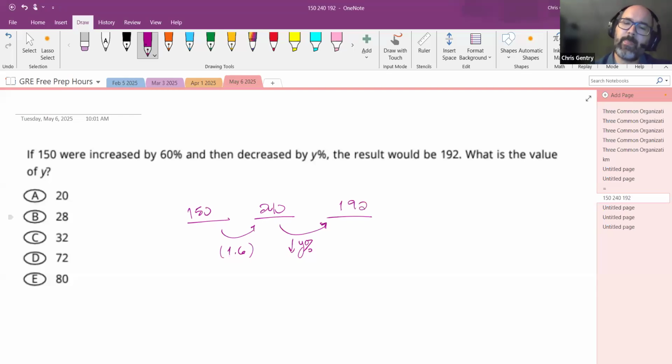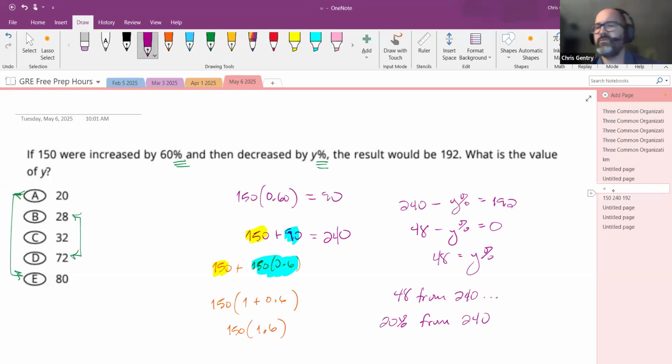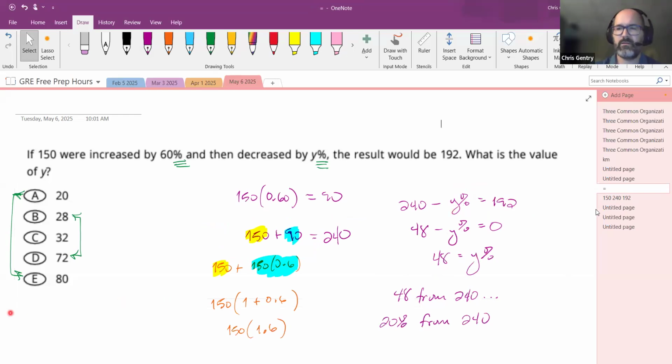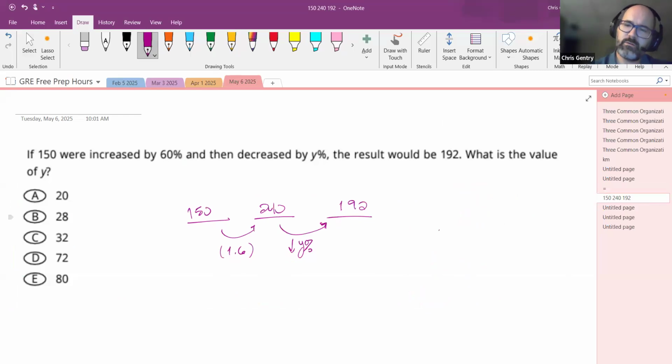And now I come back to just a sort of derivation of all of the math that you did here on the right. All this concept of like 240 minus y percent equals 192 is all just a variation on this idea that percent change can be calculated as the difference divided by the original.